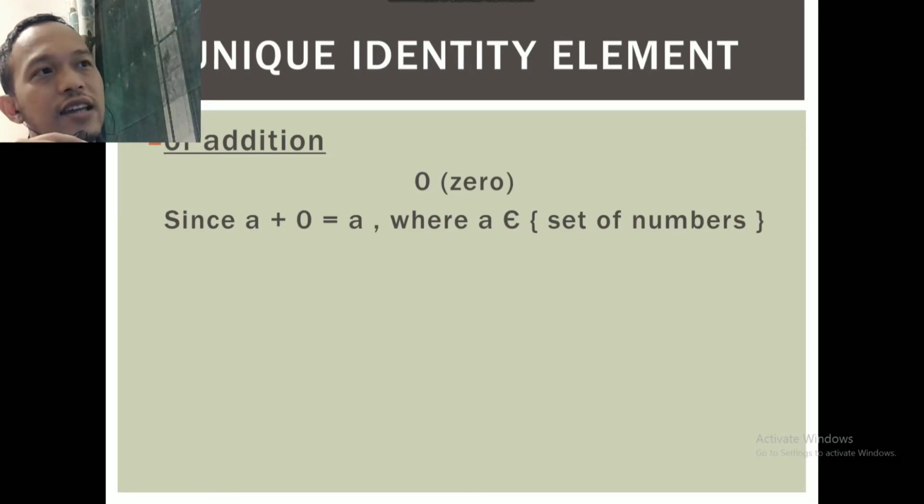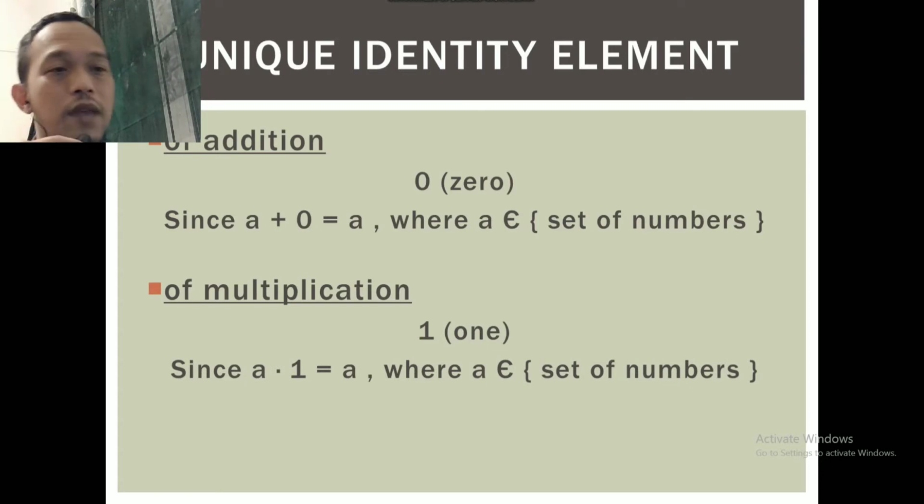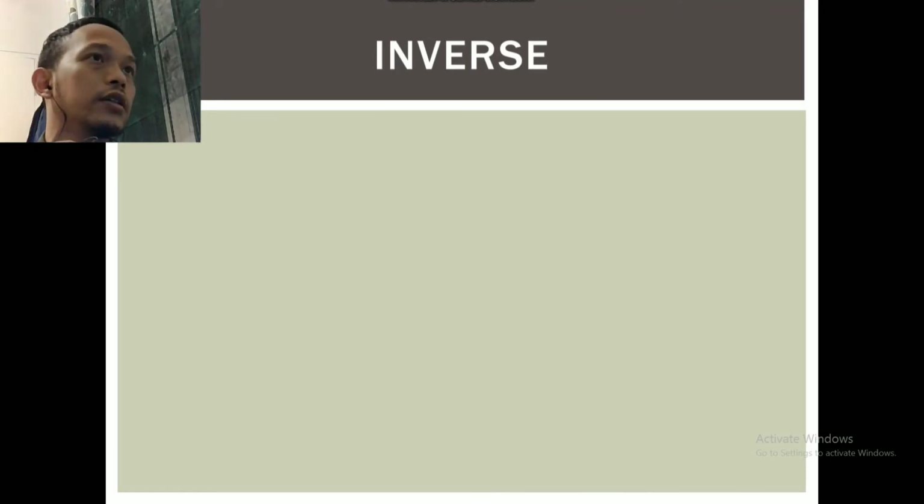So the unique identity element of multiplication, what is the number? If I multiply any number by it, it will be the number itself. So it must be one, right? Not zero. For example, a times 1 is still a, for any number from any set of numbers.